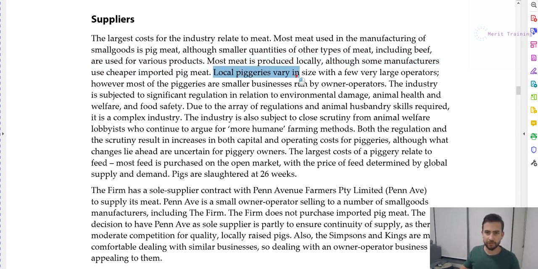Okay, local piggeries vary in size with a few very large operators, but most piggeries are small businesses run by owner-operators. Let's copy that. Now, just while I'm doing this, I just want to remind you why we're doing this.